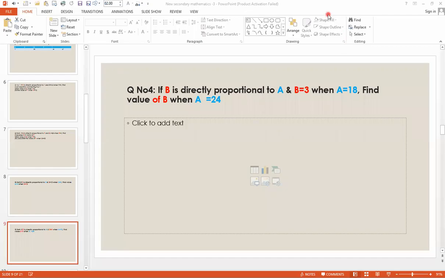Assalamu alaikum. Now we have to do question number 4. It is again related to practice now 1, question number 2. If B is directly proportional to A and B is equal to 3 when A is equal to 18, find the value of B when A is equal to 24. As we already know how we have to solve it.